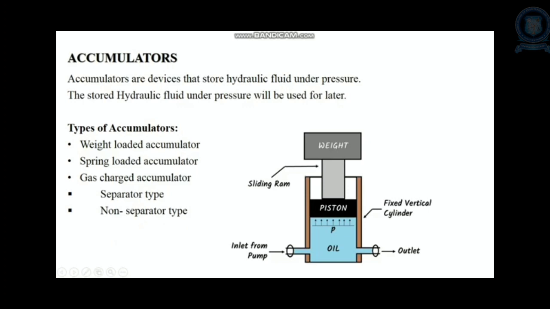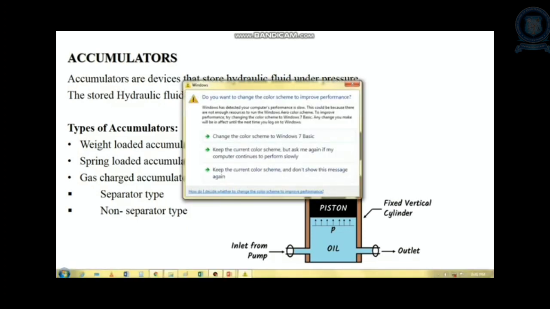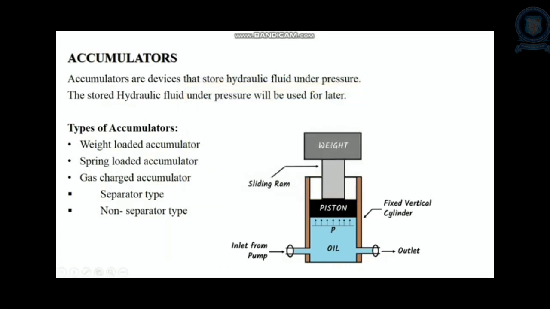The types of accumulators are weight loaded accumulator, spring loaded accumulator, and gas loaded accumulator. The gas loaded accumulators are divided into two types. This diagram shows the weight loaded accumulator. This is a hydraulic system line. This is a piston rod. On the piston rod there is a weight. This weight creates the design pressure.